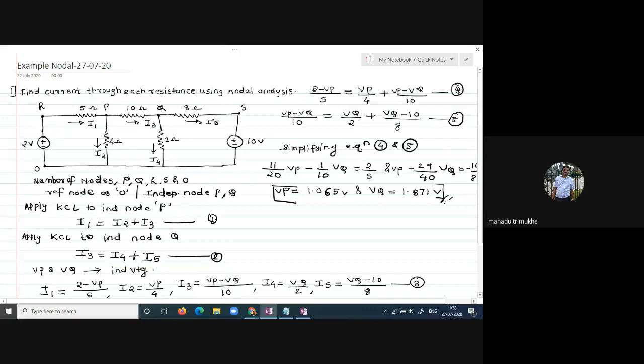So now our aim is what? Our aim is to find out the current in each resistance. So we will calculate the current flowing through each resistance. The current flowing through the 5 ohm resistance: you apply the formulas directly, whatever we have already calculated, I1, I2, I3, I4, I5.